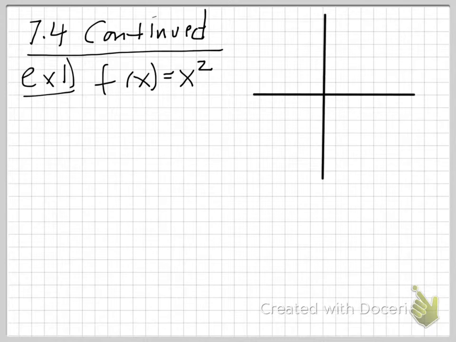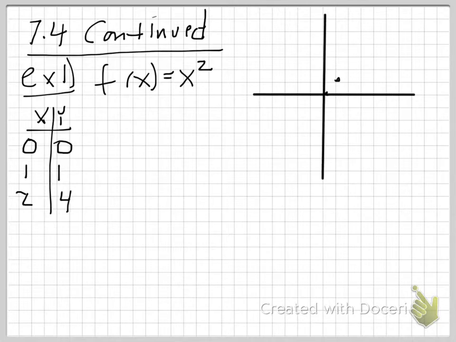Now, if we were to graph this, we can make a table, and some values we might plug in would be 0 for x, and if we squared 0, we'd get out 0. So if we plot a point, that would be the origin, right? If we plugged in 1 and squared it, we would get 1. So I would plot this point, and if I plugged in 2 and squared it, we would get 4.